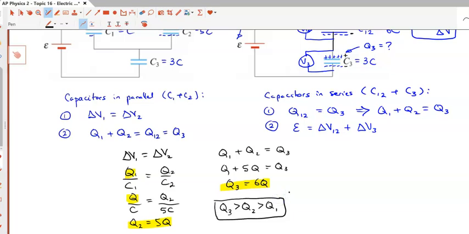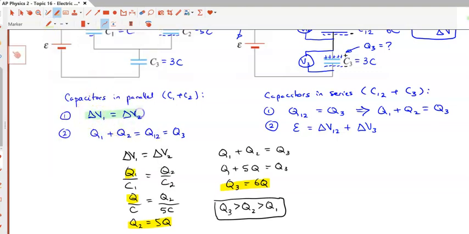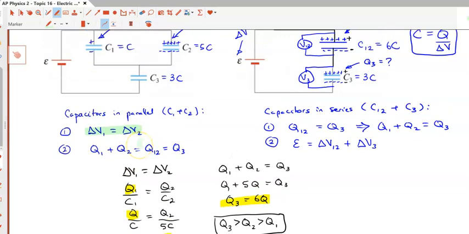The next part is the voltages. Now, we already know part of it. I'll use a little different highlighter here. We know that the voltages are equal in parallel. So we already know that 1 and 2 have the same voltage. But how does 3 compare to that? Well, we know that the voltages add up to be equal to the EMF. So let's start off with the idea that, I'll use purple here, voltage 1 and voltage 2 are equal to each other.